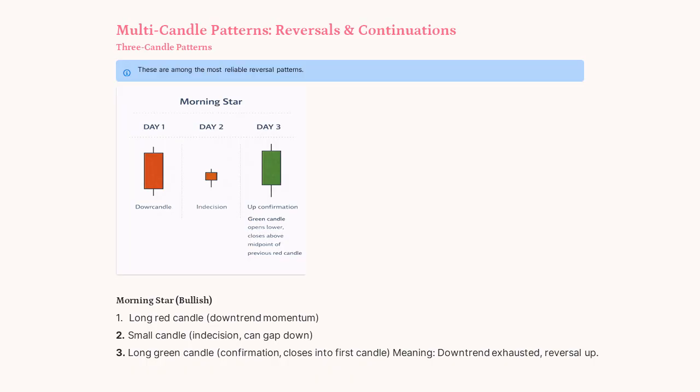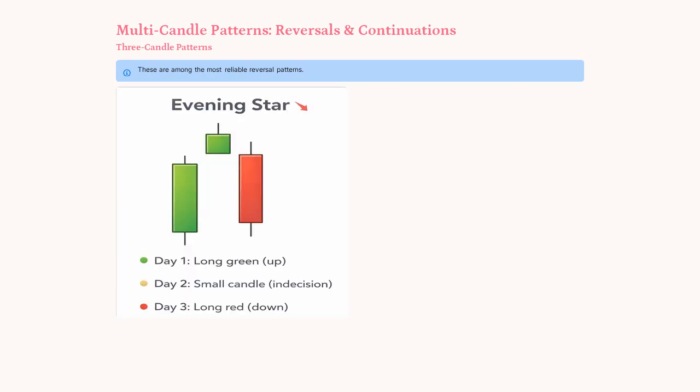This is the confirmation. Bulls have taken control. The name, Morning Star, signals the dawn of a new uptrend after the darkness of a downtrend. Evening Star, bearish. The evening star appears after an uptrend. It tells the story of a complete reversal from bullish to bearish.